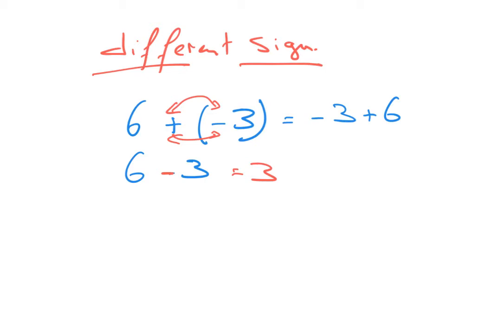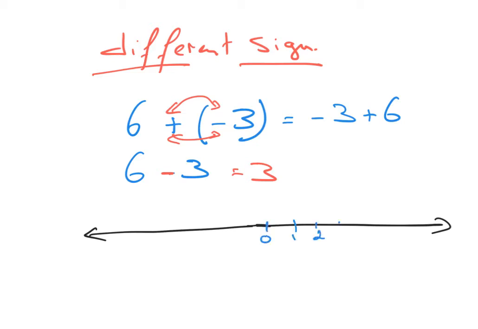But we can also show this on a number line. Here's a number line, and I have 0, 1, 2, 3, 4, 5, 6, and on the left side I have negative 1, negative 2, and negative 3. I'm gonna start with 6. I have 6 plus negative 3, so we'll move to the left by 3 units.